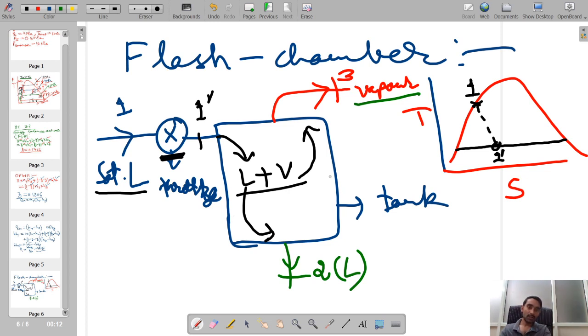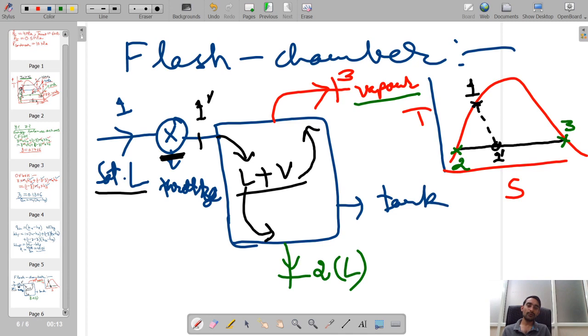So this throttling has given us the mixture of liquid and vapor, and this tank has helped us in separating the liquid and vapor phases. So this is my vapor phase, point number 3, and this over here is my liquid phase, point number 2. Any device which helps in separating the liquid and vapor phases, and before which a throttle is there to convert saturated liquid into a mixture of liquid and vapor, is known as a flash chamber.